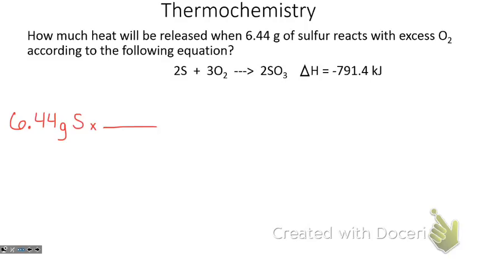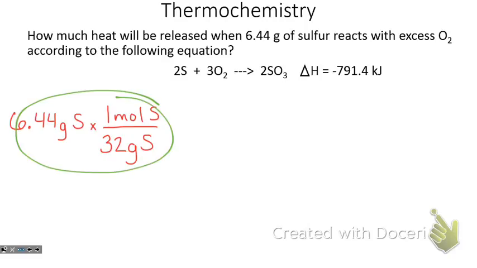You guys have been converting from grams to moles at this point for a while now. All you need is your periodic table. Look up the molar mass of sulfur, which I believe is 32 grams of sulfur. This piece should not be difficult for you. All we're doing is just converting from grams to moles. Grams of sulfur will cancel here with grams of sulfur, and you have moles of sulfur up top in your numerator. Awesome. Great. Now I know how many moles of sulfur I have.